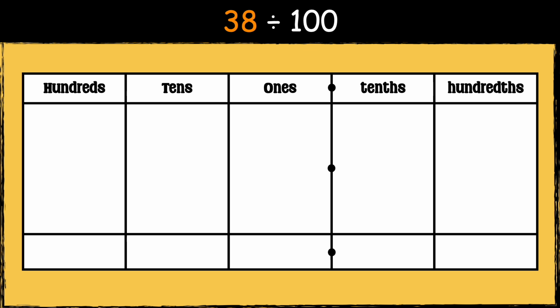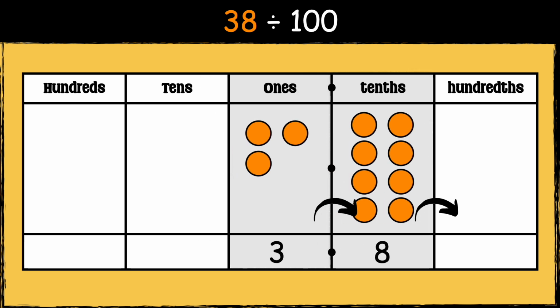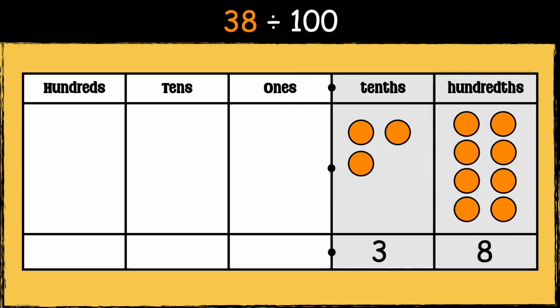Here's the last example. 38 divided by 100. So we need to move the digits 2 places to the right. So 38 becomes 3/10ths and 8/100ths. We need to use 0 as a placeholder to show that there are no 1s. So the answer is 0.38.